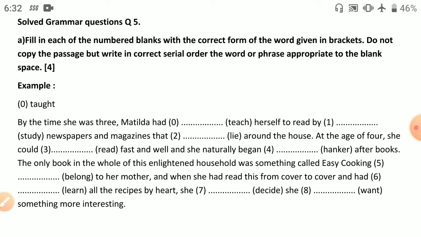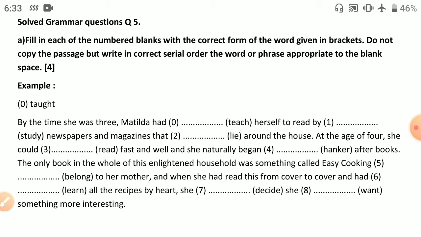By the time she was 3, Matilda had, so they have already given us taught, to herself. By what could be your answer? Regarding by, we can write over here that by studying newspapers and magazines that lay around the house. At the age of 4, she could read fast and well, and she naturally began hankering. Hankering means you desire for something, hankering after books.